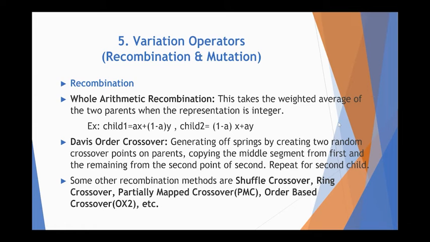Next, let us see about Davis order crossover. Here, the offsprings are generated by creating two random crossover points on parents, copying the middle segment from the first and the remaining from the second parent. The second child is formed by repeating the same process. Some other recombination methods are shuffle crossover, ring crossover, partially mapped crossover, order based crossover, etc.